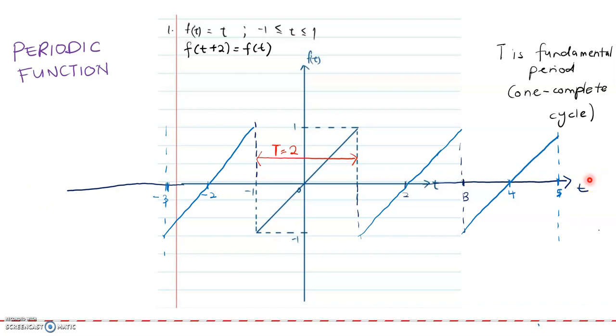So this is how you determine the fundamental period T. This is how you sketch a periodic function. This is the definition of periodic function.